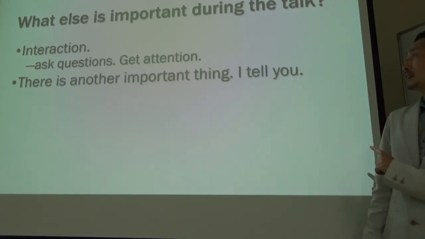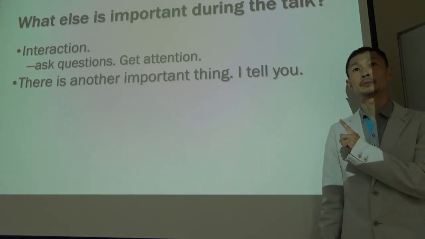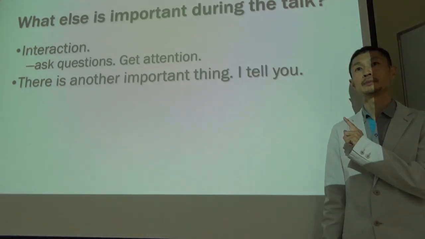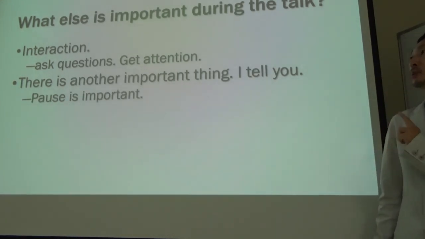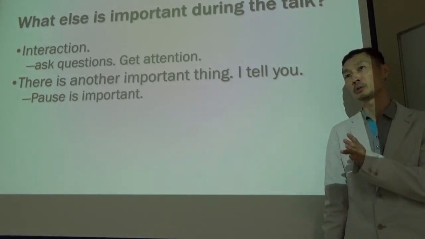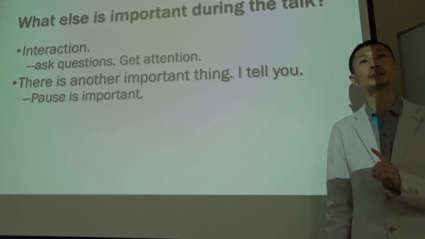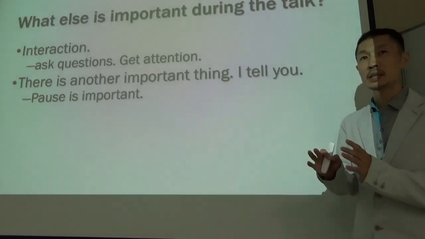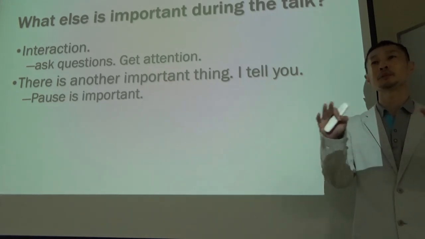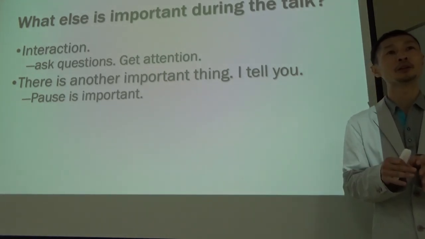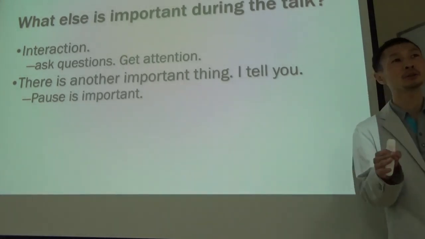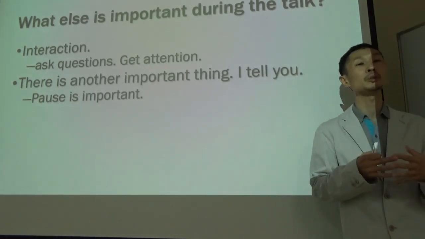There's another important thing I'm going to tell you. Another important thing is pause. Before telling something important, you could pause for a few seconds, and then you get attention. The talk speed should not be constant. If it's constant, it becomes a lullaby, a sleeping song. So sometimes you go fast, sometimes you go slow, sometimes you pause. Then it's easier to get people's attention.